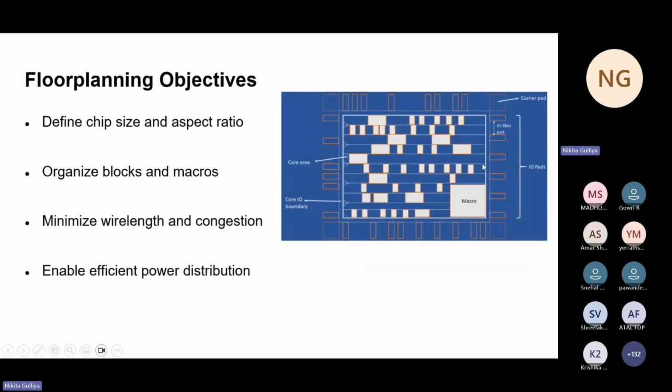Next are the floor planning objectives. Floor planning defines the chip size and shape. It organizes the blocks and macros and aims to minimize wire length and congestion. It also ensures sufficient power distribution, which is critical for reliable operation.